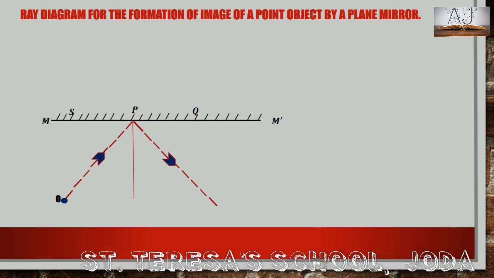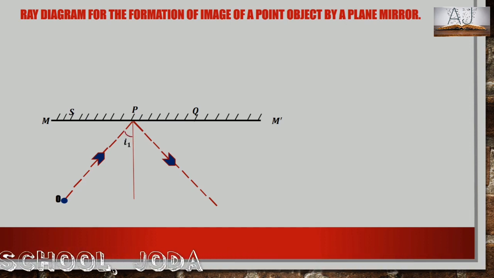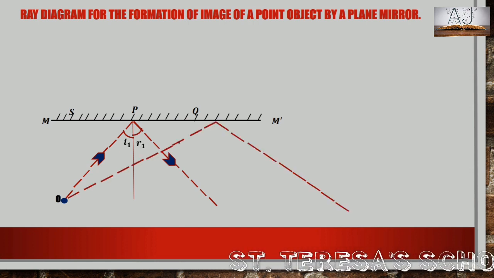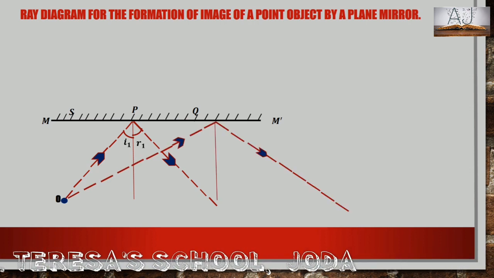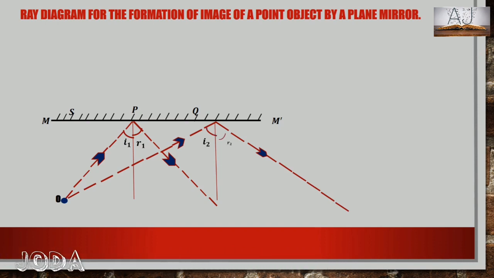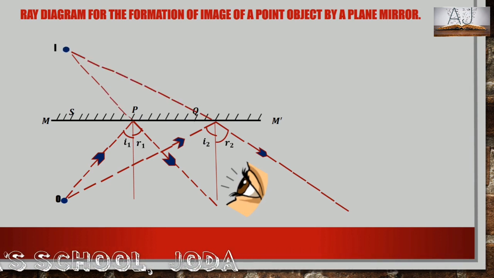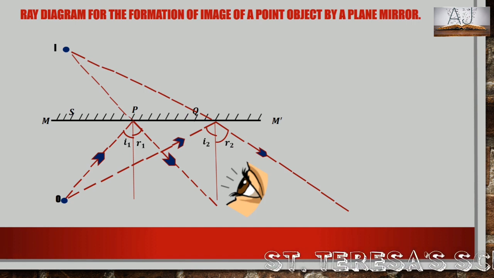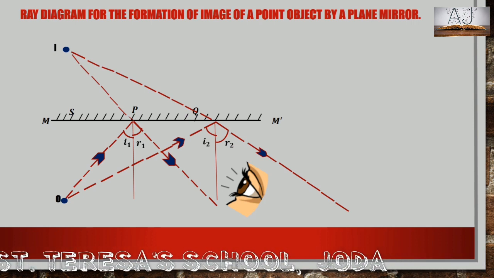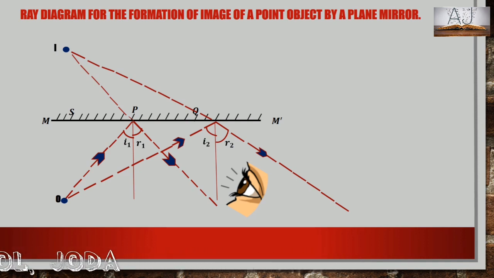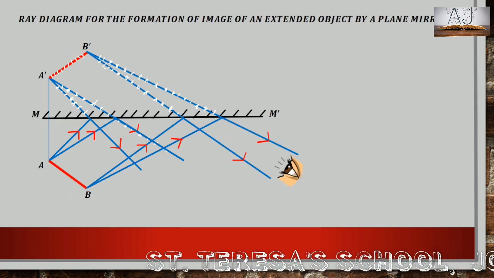First of all, draw a ray and its reflected ray. Then draw a normal to it, and this is the angle of incidence and this is the angle of reflection. You know, without drawing two rays we cannot draw it, so draw another ray in the same way. This is the angle of incidence and this is the angle of reflection. Produce both the rays backward, straight, use a ruler to produce it, and wherever they meet, that is the position of the image. Yes, the image is virtual because it appears to be coming from a point behind the mirror. So this is how we have to draw.